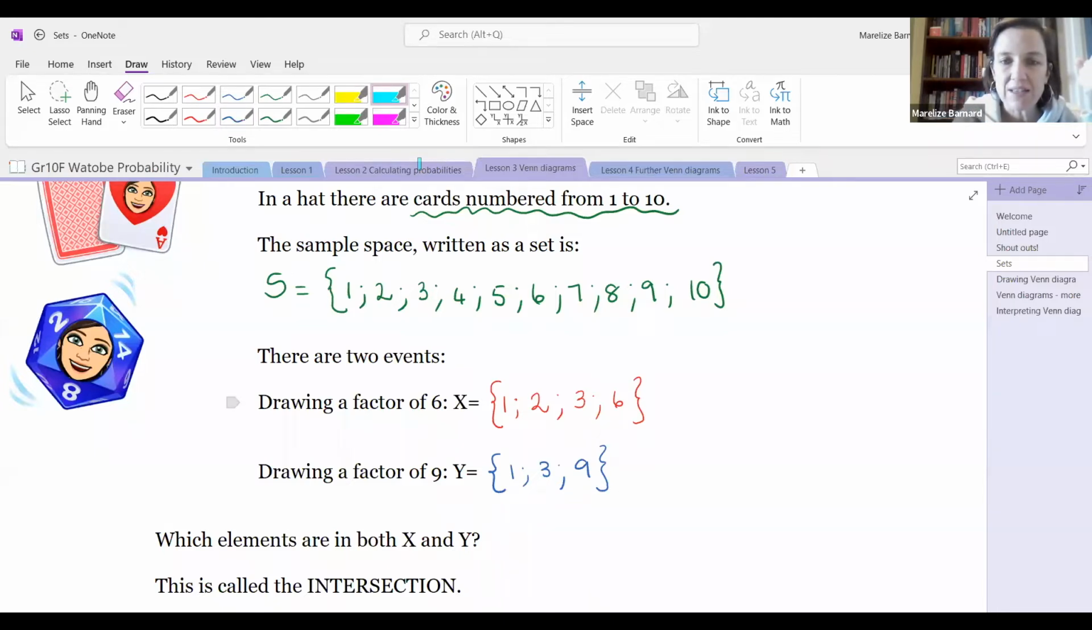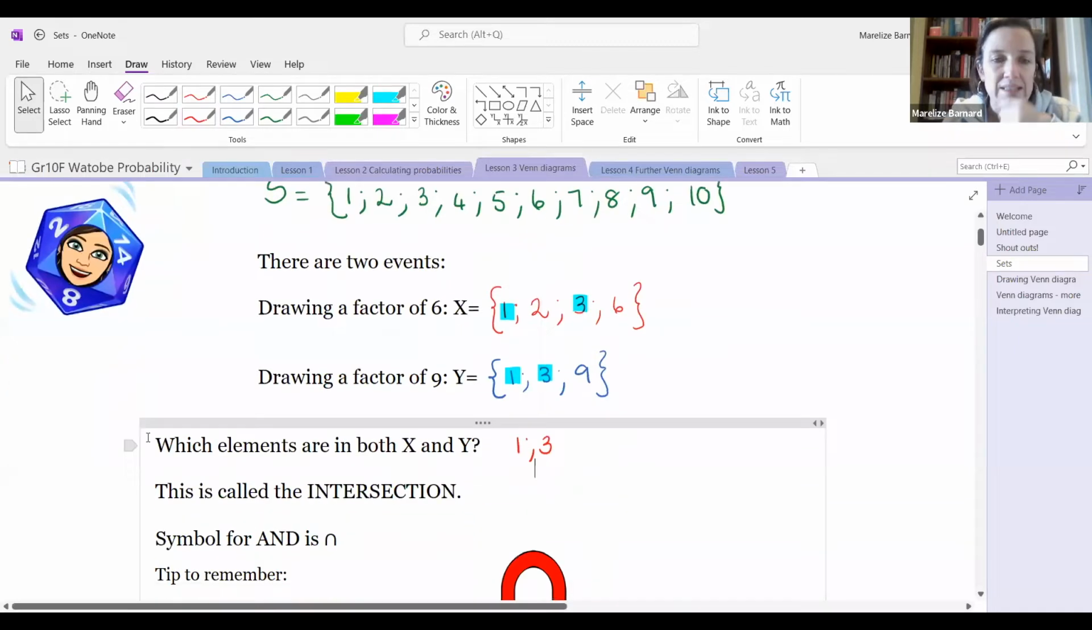Okay, that's easy to see, right? That's 1 and 1, 2's not, 3 and 3. Okay, so let's list those, and we can say that the ones that are in both X and Y are 1 and 3.